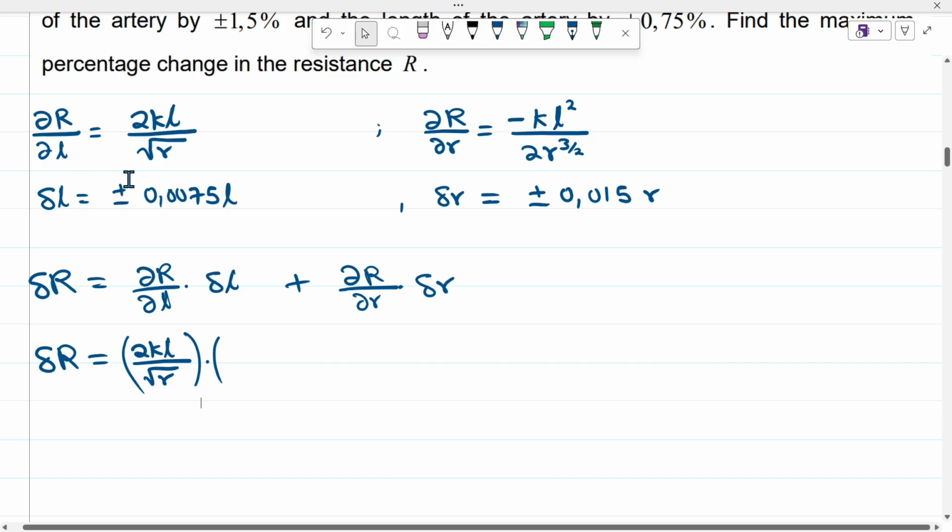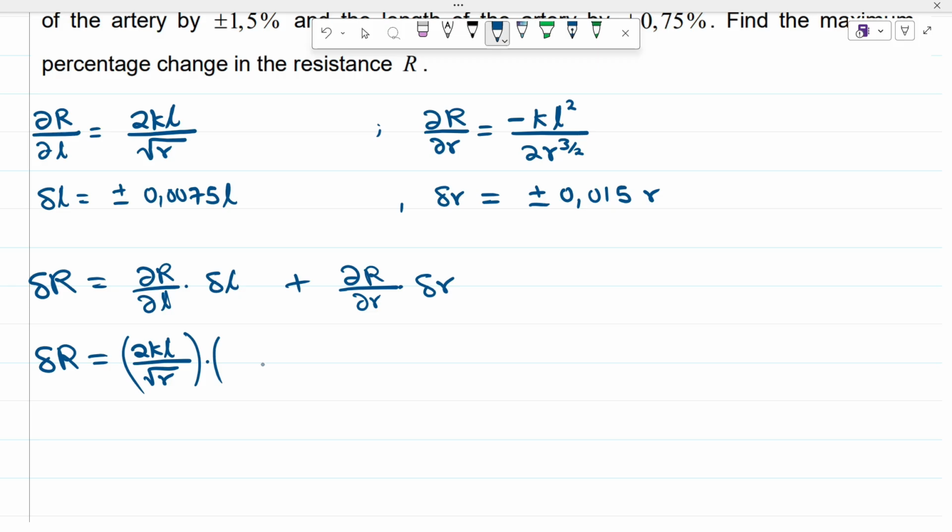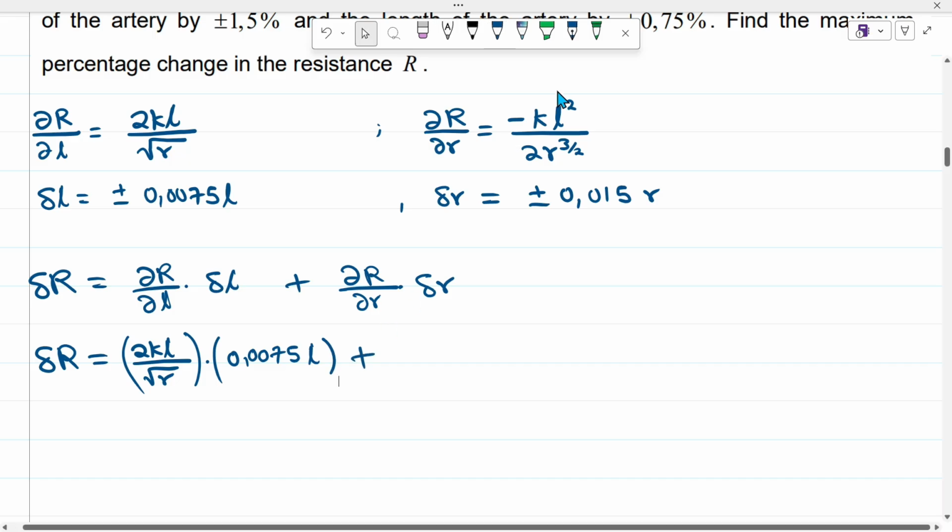That means we must take the positive one so that we get a positive value when we multiply these two. So that means we're going to substitute our small change in L as positive 0.0075 L, just like that. And then we close, we say plus. Now we copy the other one.